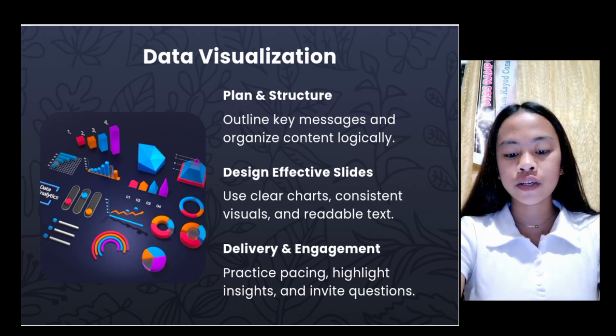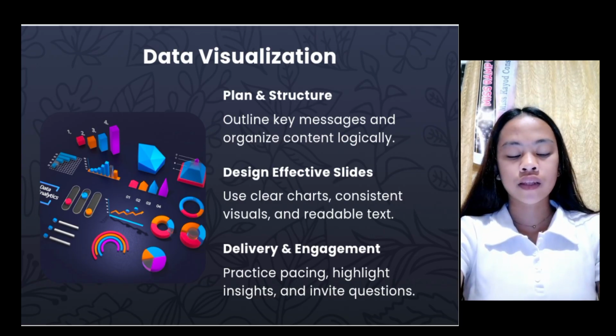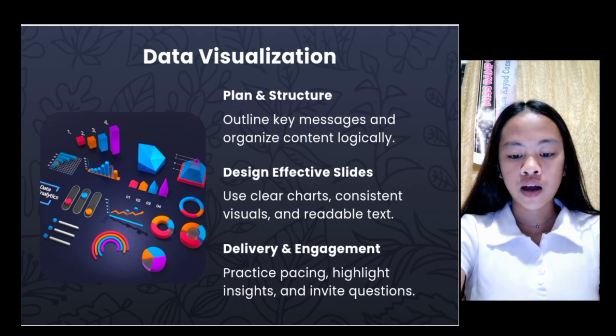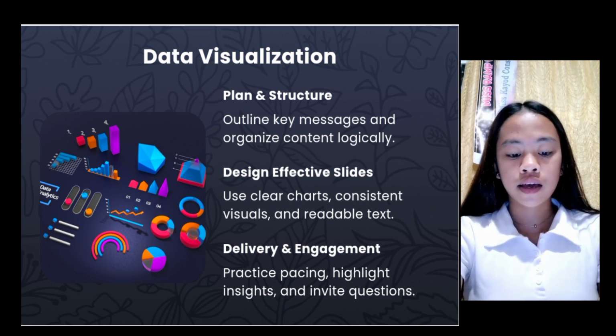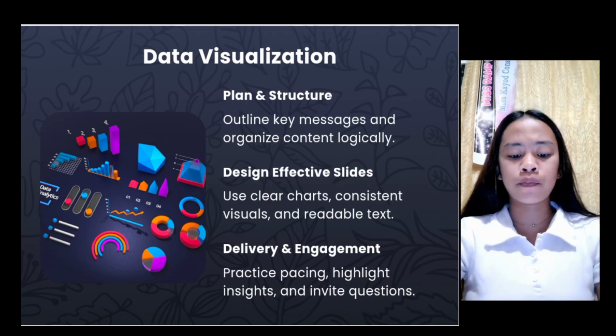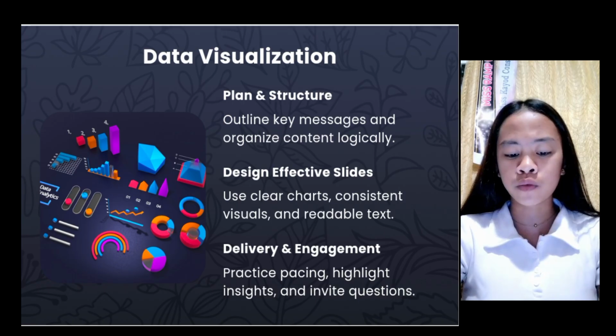The third is delivery and engagement. Practice pacing, highlight insight, and invite questions. Example: how you present your information and how you interact with your audience. Speaking clearly and asking questions can make the audience more interested. And based on this graph, the cucumber plants with medium concentration of manure grow faster.